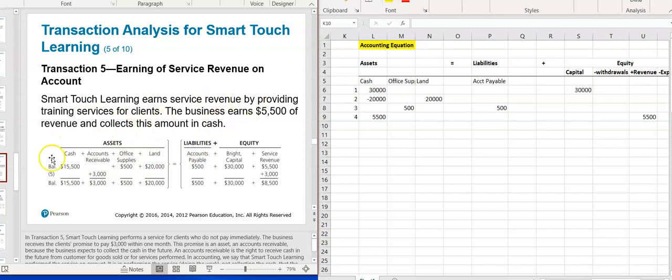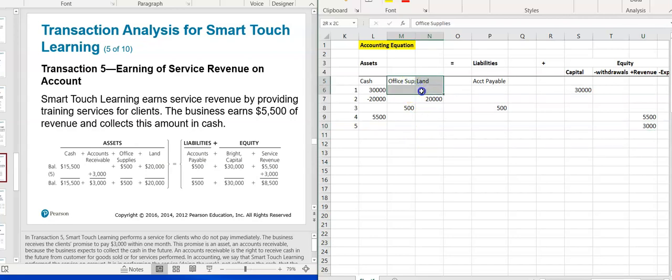If you look right here on this number 5, they have accounts receivable for $3,000 and revenue for $3,000. So what really happened is they earned revenue, but they earned $3,000 on account. And what that means is the people have not paid them yet. But we recognize revenue as we earn it. So when it's earned, we're going to have a plus $3,000 under revenue. They haven't paid us yet.